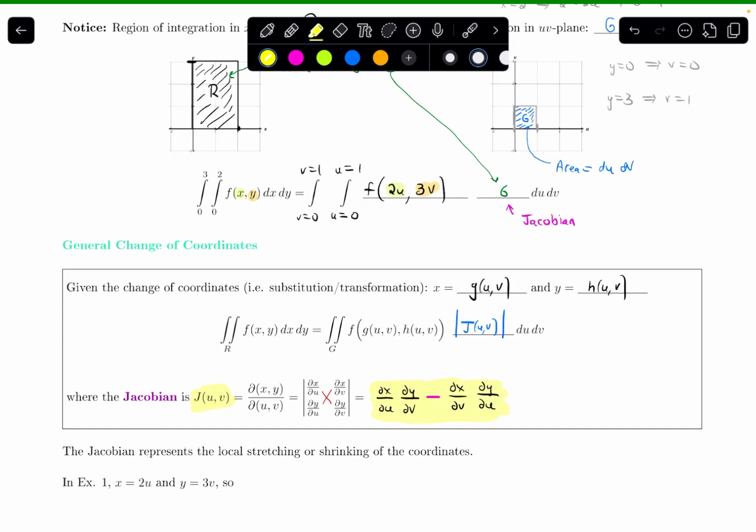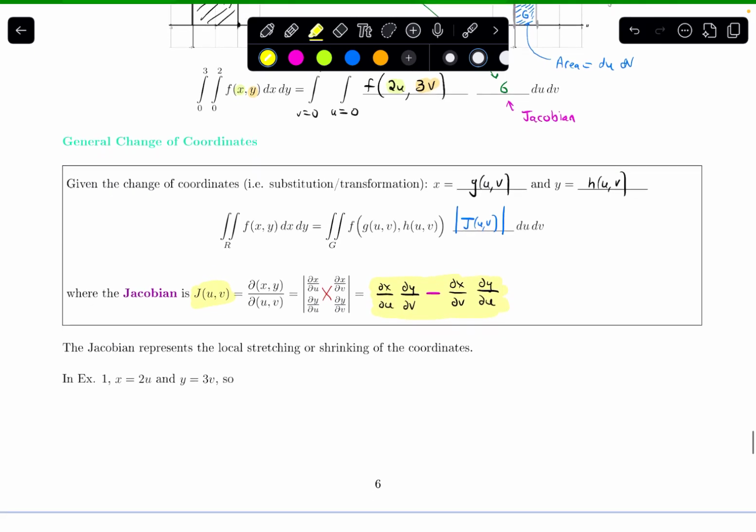Okay, so let's use this for our example. In the example we just did with this substitution, our Jacobian J of u comma v, what would that equal? I'll write this determinant, this vertical line indicates determinant. On the first row, I do the partials of x with respect to u and v. So x equals 2u. The partial of that with respect to u would just be 2. When I do the partial with respect to v, u gets treated as a constant, so that derivative would be 0.